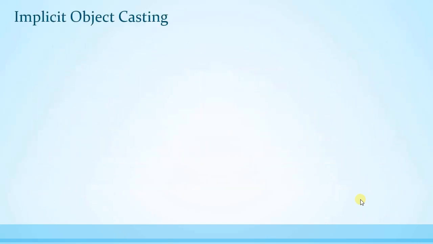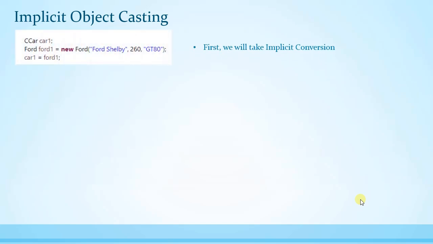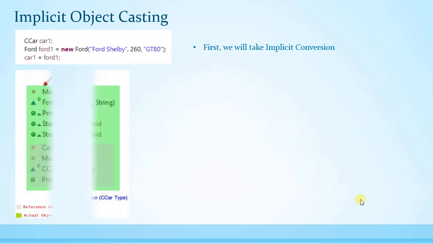So implicit object casting, we already saw an example. First we will take implicit type conversion, which we already saw. So I think no explanation is required here. See, the statement we already saw. Now look at the diagram here.